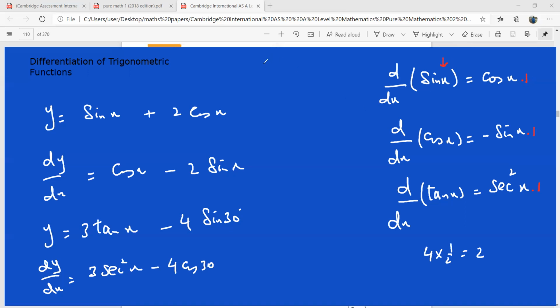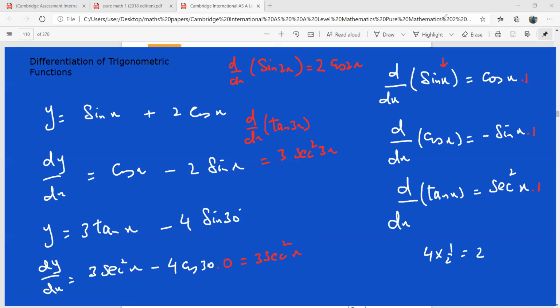Suppose you were differentiating sine 2x, this will have to be cos 2x times 2. So we write that 2 in the beginning over here. Suppose you have to differentiate tan 3x. So its derivative would be secant square 3x times 3. So this way, when you are going to differentiate this 4 sine 30, yes, you write this as 4 cos 30, and then there has to be times 0, which makes all of this term 0, and you're only left with 3 secant square x.